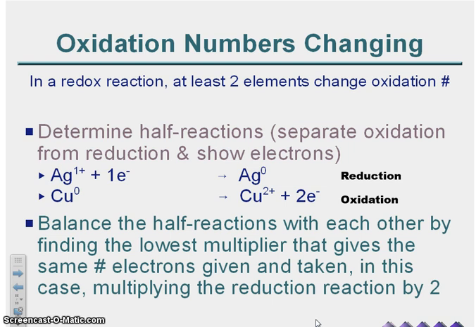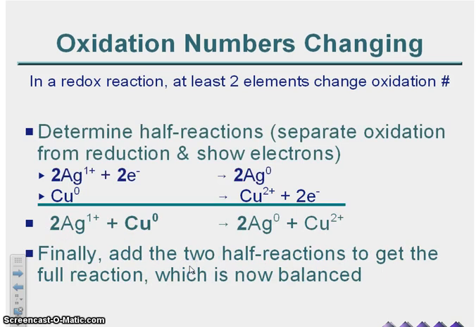Now that we have the half reactions, and we know that the silver is produced by reduction, the copper 2+ is produced by oxidation. We balance the half reactions with each other. We can't give away fewer or more than we take in. So we find the lowest common multiplier that gives the same number of electrons given and taken. And in this case, we're going to multiply the reduction reaction by 2, so that we're producing and taking 2 electrons for each of the atoms. And there is your balanced reduction reaction.